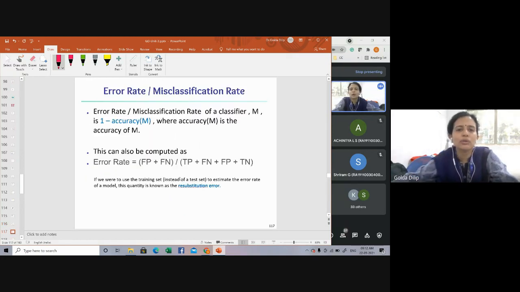Now coming to the next metric: the error rate, or what is called the misclassification rate.